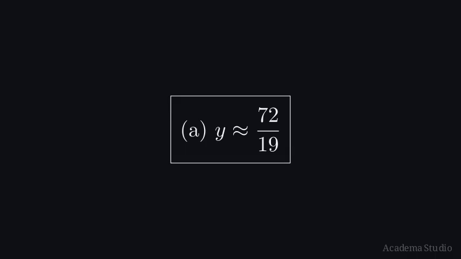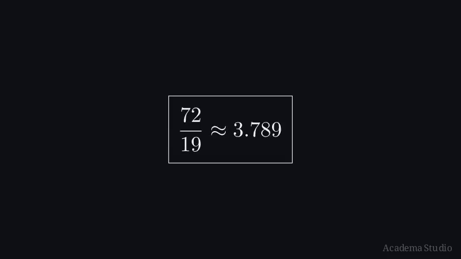The final answers are, the approximate y-coordinate is 72 over 19. The line y equals 1 is not tangent to the curve. The tangent at the square root of 48, 0, is not vertical, and the x-coordinate is increasing at 10 units per second. The final answer, 72 over 19, 3.789.